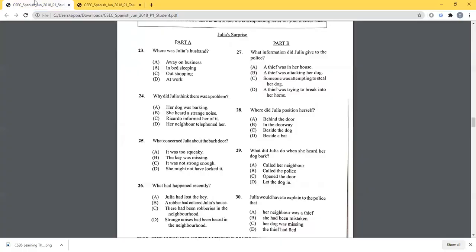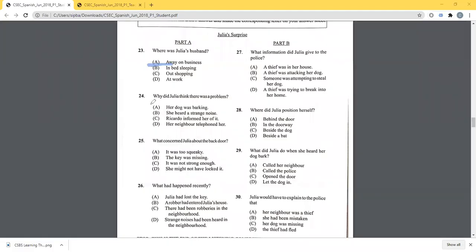Okay, so now we can go back and we can get the answers. Sí, por supuesto. So, 23, what was Julia's husband? The gentleman was away on business, right? He was away on business.